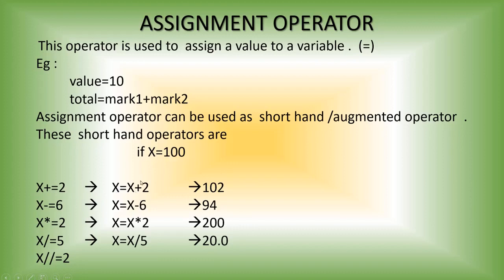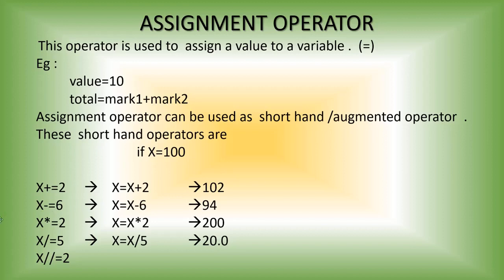That is, x is 100, and 100 plus 2 gives you 102. The new value 102 is assigned to the variable x itself. So the old value 100 is replaced with the value 102. See the second example: x minus equal to 6 is the same as x equal to x minus 6. Here x value is 100, so 100 minus 6 gives you 94. The new value of x will be 94.